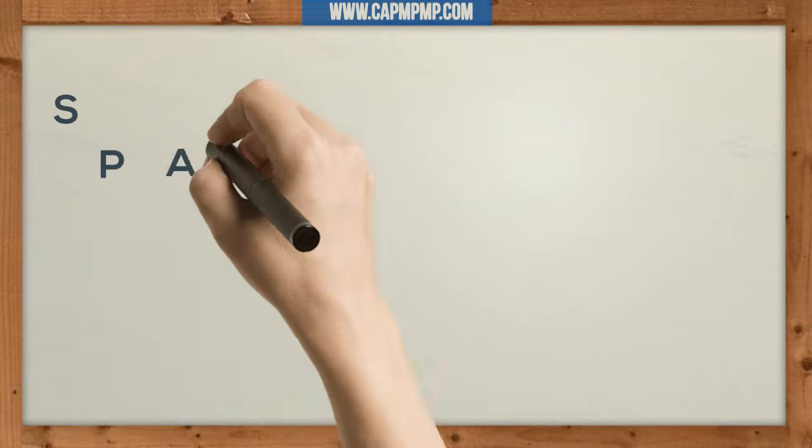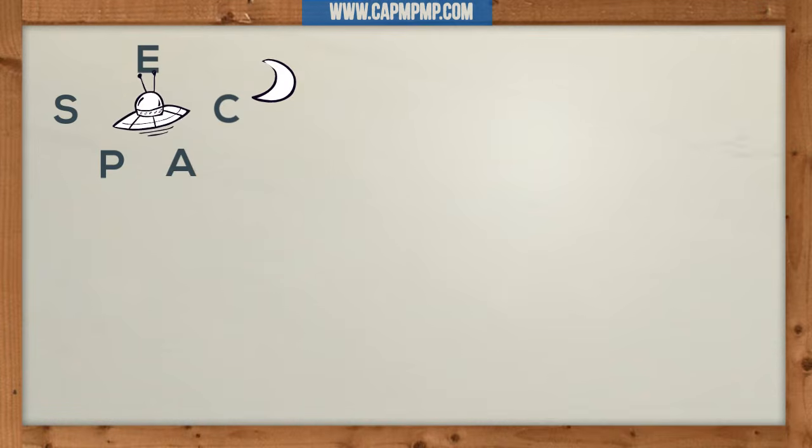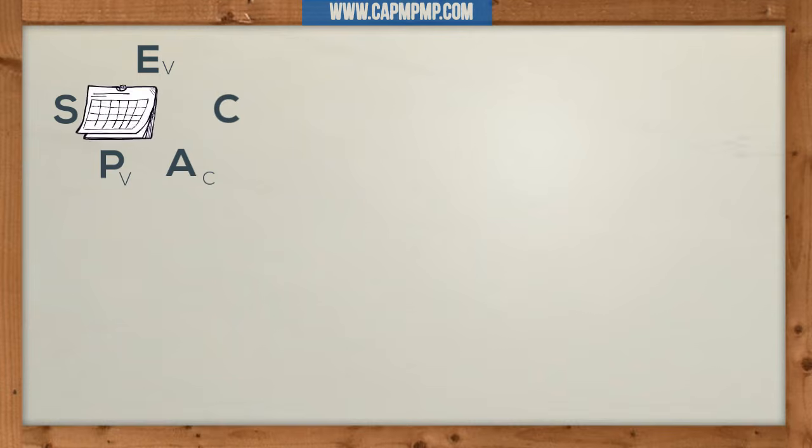Who wants to take a trip to space? Okay, let's go back to Earth. E is for earned value, P is for planned value, A is for actual cost, S is for schedule, C is for cost. Now let's create 4 formulas.